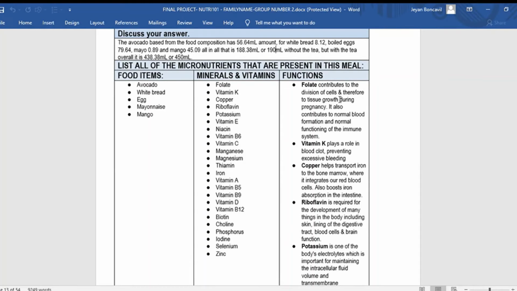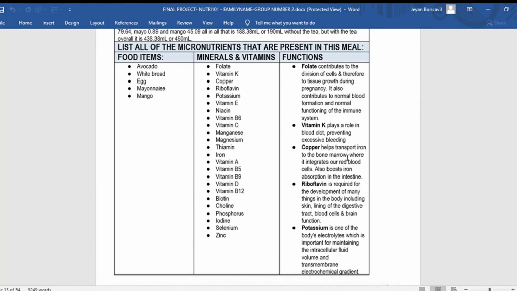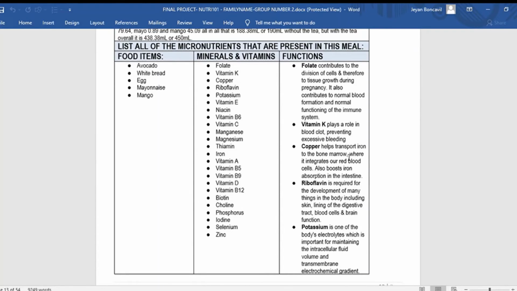So folate contributes to the division of cells and therefore to tissue growth during pregnancy. It also contributes to normal blood formation and normal functioning of the immune system. Vitamin K plays a role in blood clotting, preventing excessive bleeding. Copper helps transport iron to the bone marrow, where it integrates into our red blood cells. It also boosts iron absorption in the intestine.